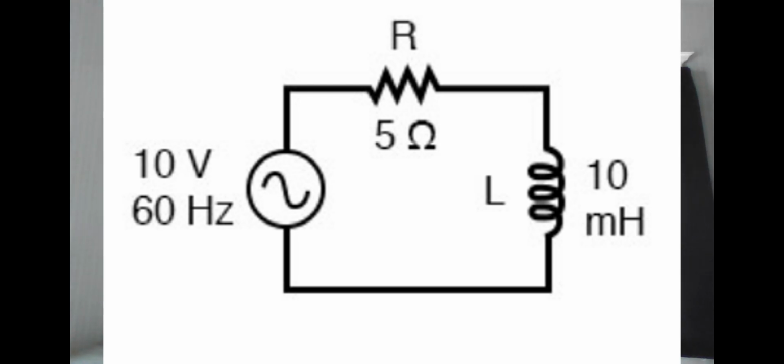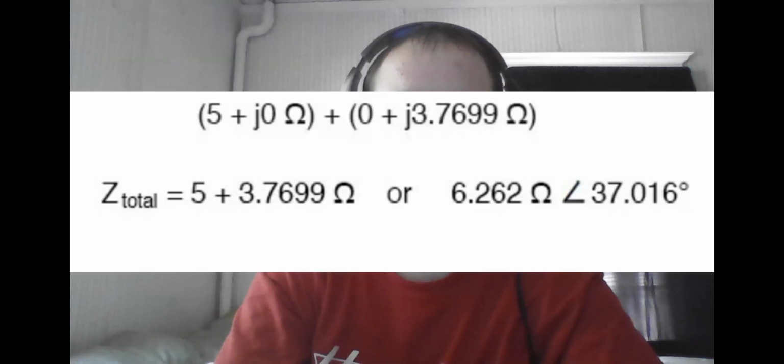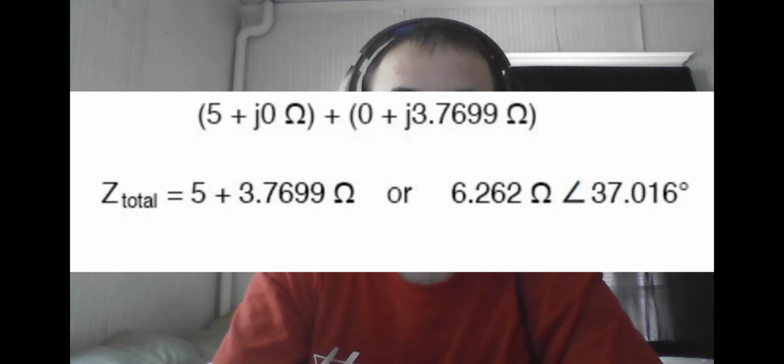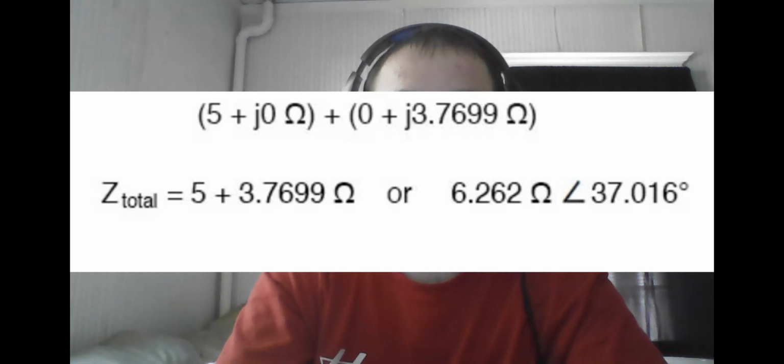So we can somewhat easily express this in rectangular form as 5 plus j0 for the resistor and 0 plus j reactance number for the inductor. And we conclude that the total resistance is exactly 5 plus j reactance number ohms. Or once we convert this back to polar form, or normal vector form, we get 6.262 ohms at a specific phase of 37.016 degrees.